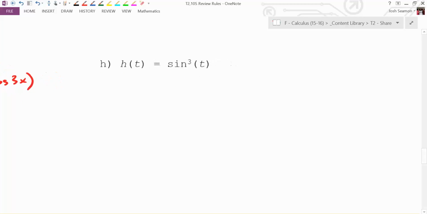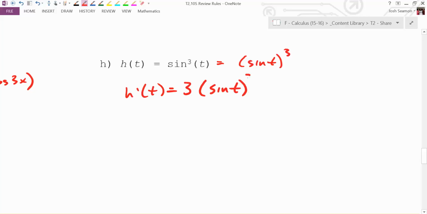What about over here? What does that sine with the 3 mean? That means sine of t all to the 3rd power. If something is raised all to the 3rd power, what can you do with that power? Bring it down to the front. So h prime of t is going to be 3 times sine of t to the what power? Second. If you bring the 3 down to the front, second, but then you have to multiply by the derivative of the inside. What's the derivative of sine? And you're done.